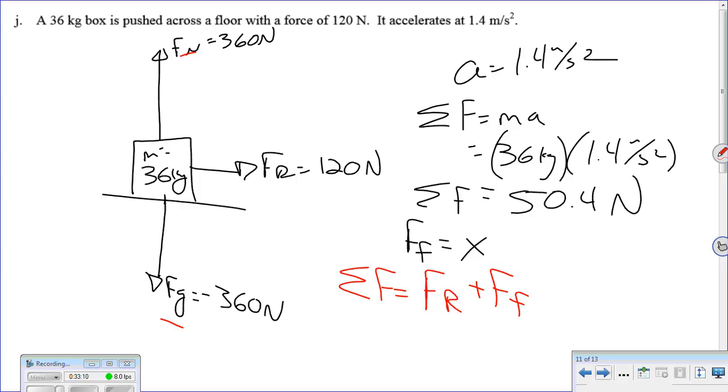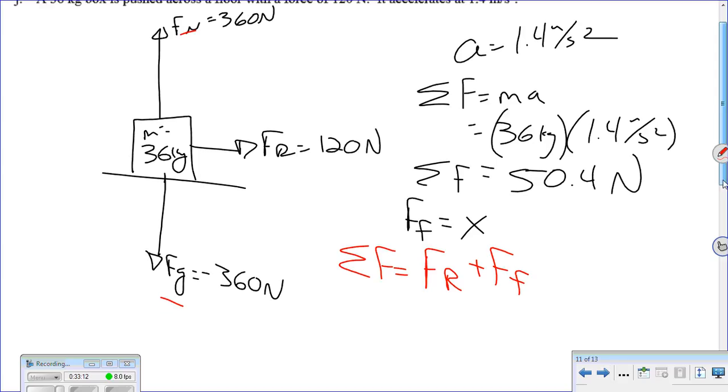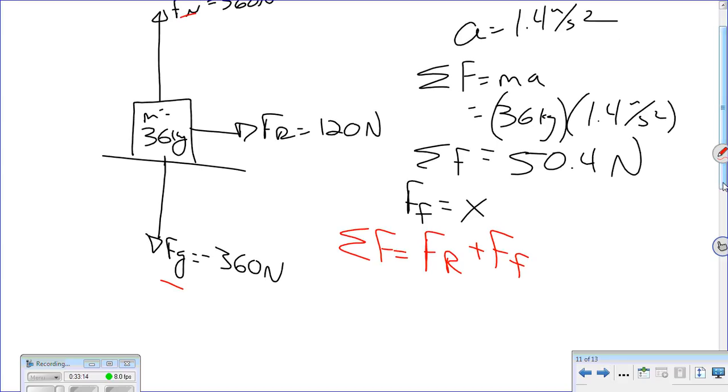Okay, so we're almost done. Plug in your numbers. Let's see, net force is 50.4. Force of Roy is 120. Force of friction is X. Solve it by subtracting 120, and you find out that your force of friction is negative 69.6 newtons. Just trying to make that arrow shorter.